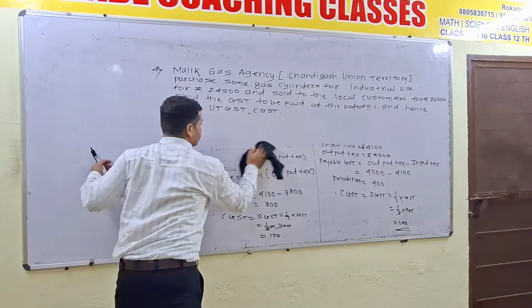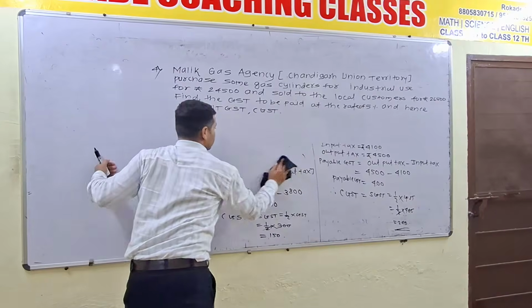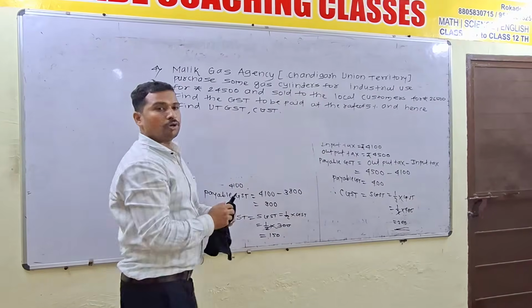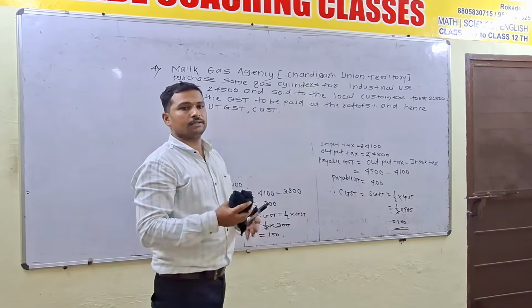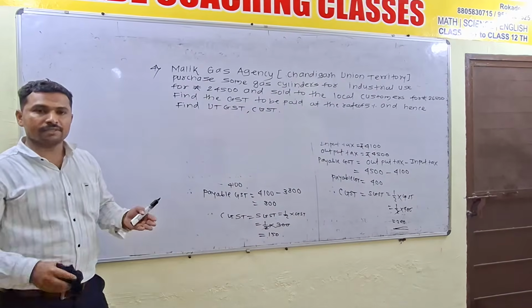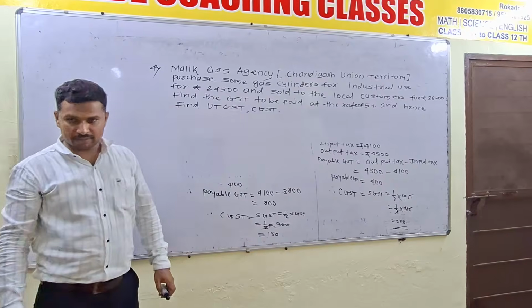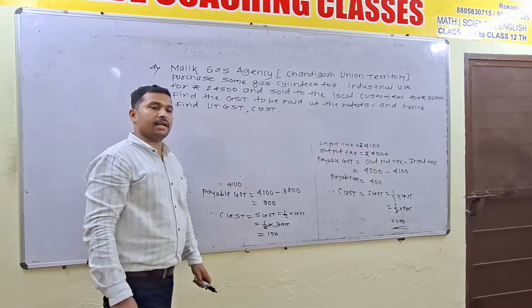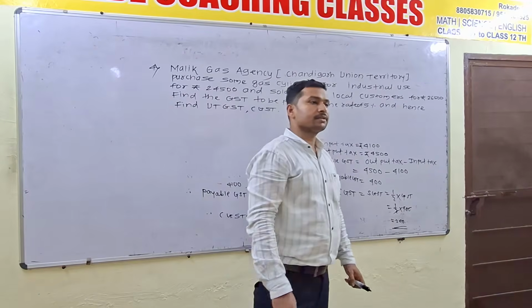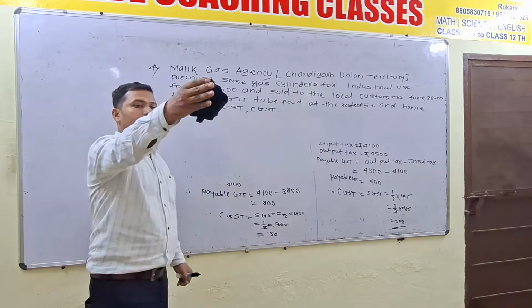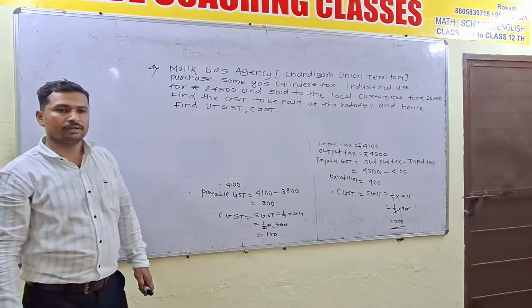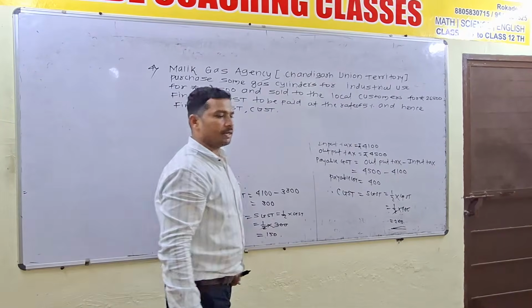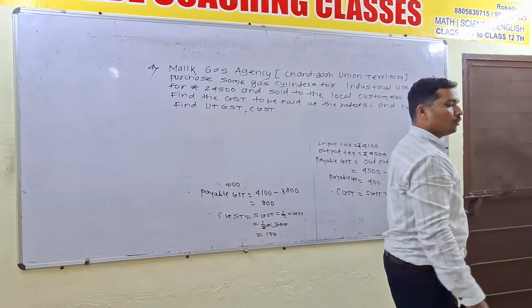Look at the boards. GST paid, okay, what will I say? GST paid at the time of purchase means input tax, and GST paid at the time of sale means output tax.